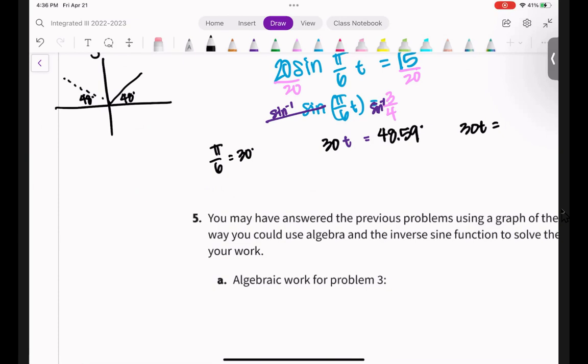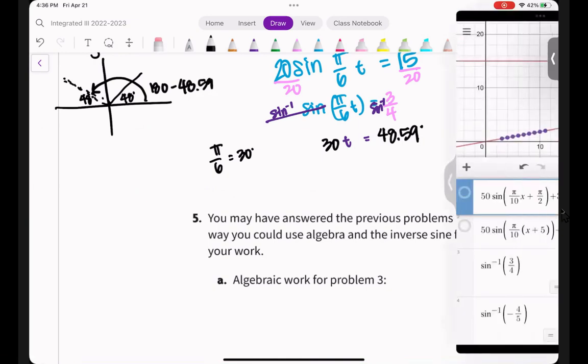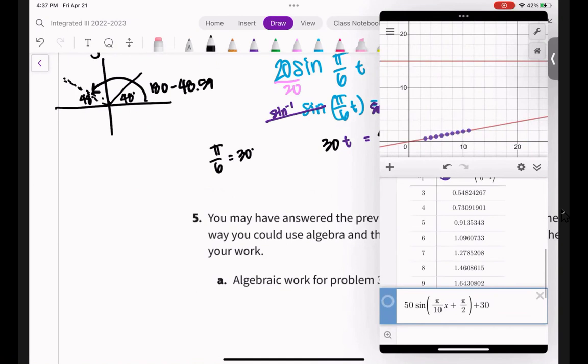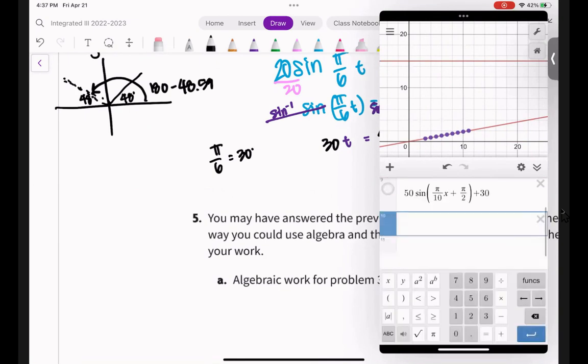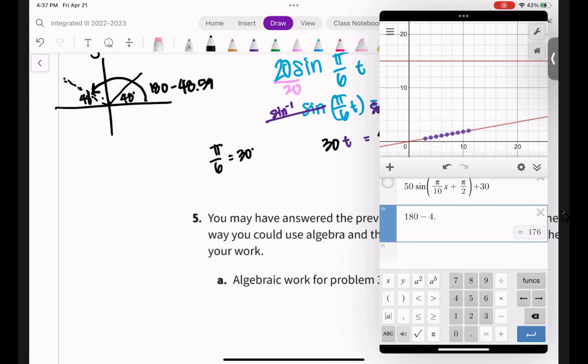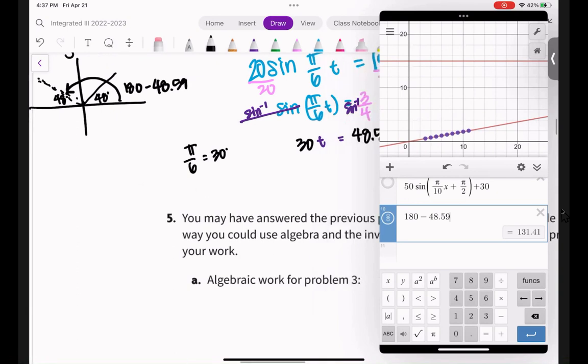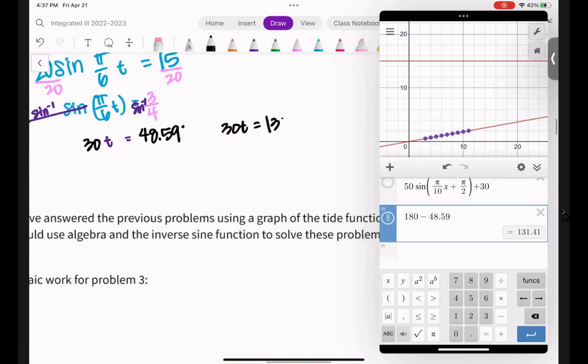So how do I figure out this angle right here? Very good. Some of you are like, Miss Johnson, this is just 180 minus 48.59. So I am going to do that on my calculator so I don't make mistakes. So that's 180 minus 48.59, and that's 131.41. So that's the other angle I'm going to use.